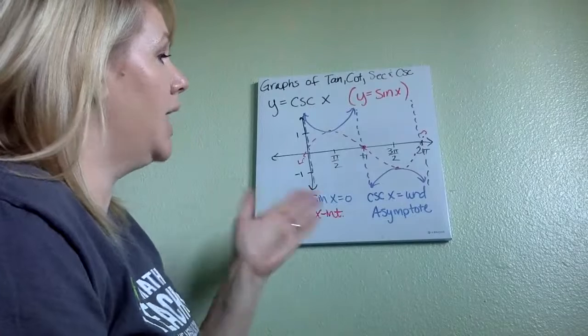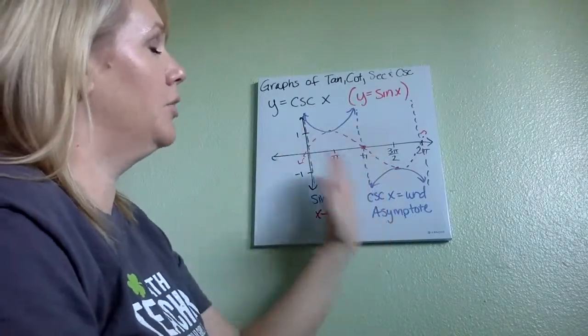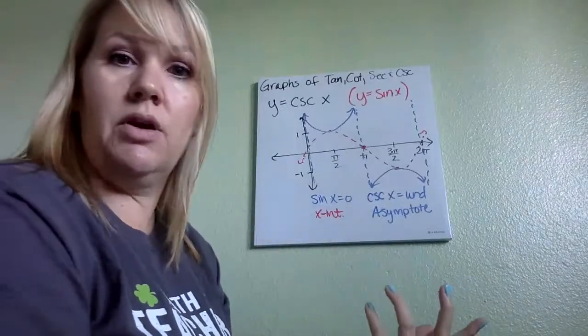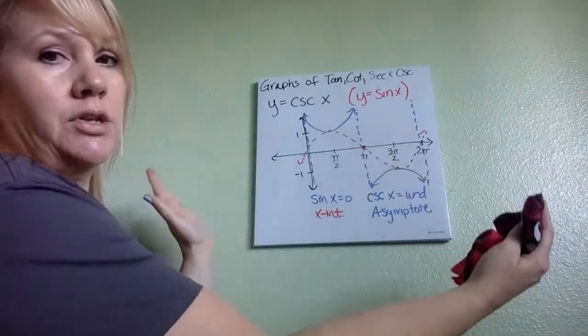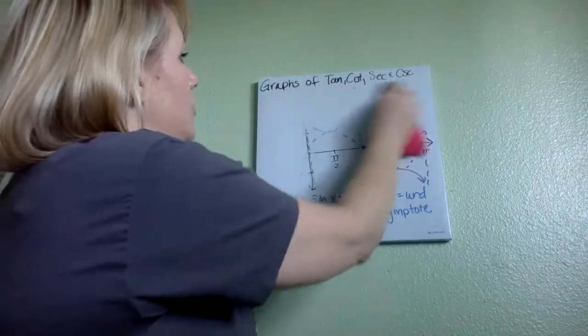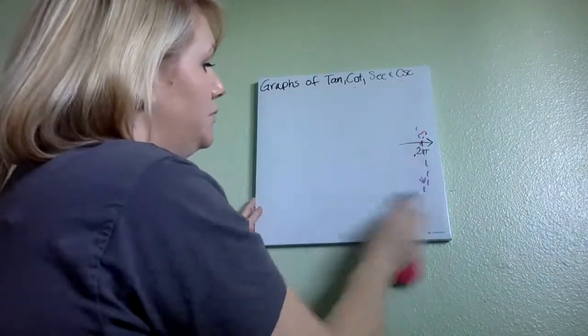So again, this is one full period of the cosecant function. If I was going to graph two full periods of the cosecant function, I might graph one to the right of the y-axis and one to the left. I'm going to erase this, and we'll move on to the secant function.